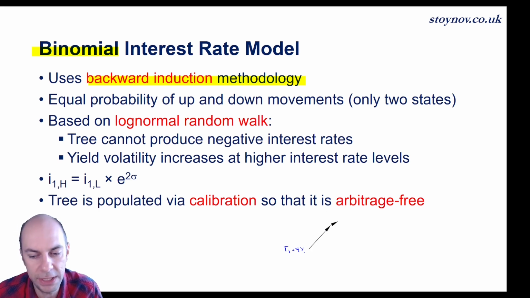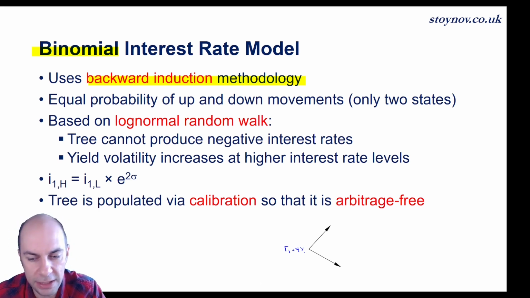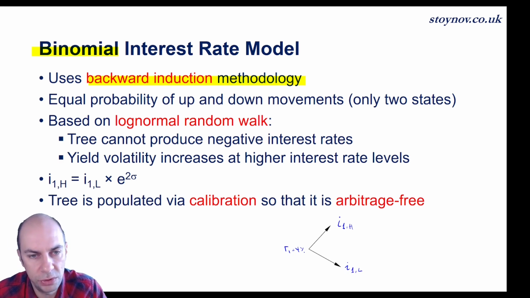So with a binomial model, I'm going to have up and down states of the world. So in the up state of the world, the interest rate will go up. We will denote this as I1 high. And in the down state of the world, the interest rate will go down. So we'll denote this as I1 low. Now, a couple of things you want to understand.